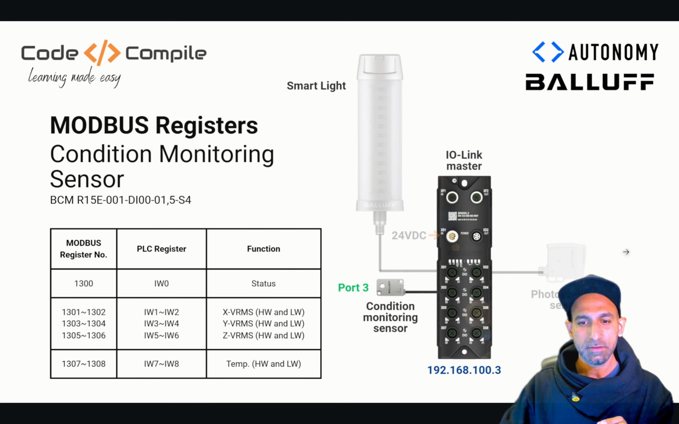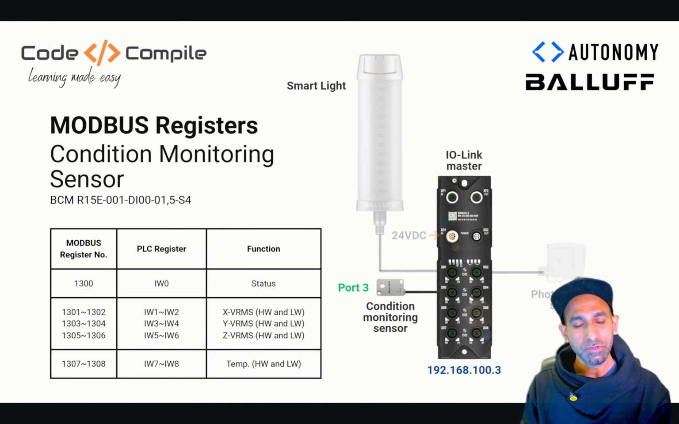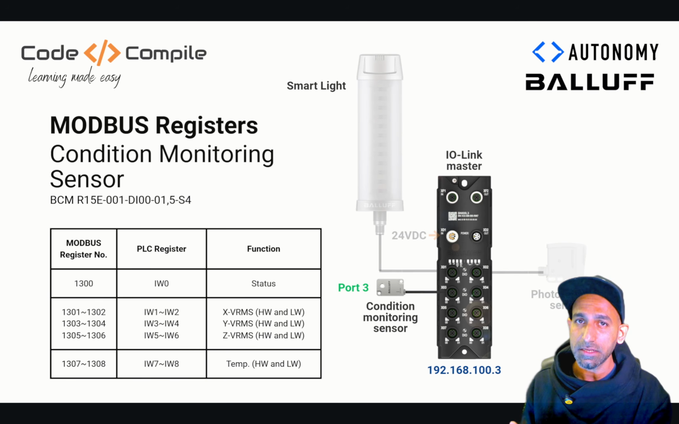And the next one is condition monitoring sensor. This is the main sensor which I'm going to use. So in this sensor, I'm getting vibration data. So I'm getting VRMS in XYZ direction. And this is coming to the register.